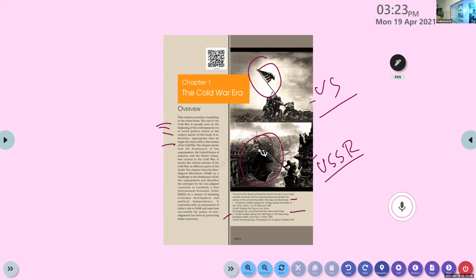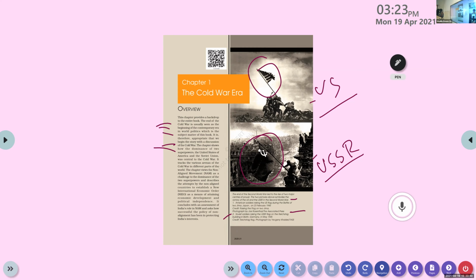The chapter shows how the dominance of two superpowers, the United States of America and the Soviet Union, emerged. Soviet Union, presently, is termed as Russia. Clear or not? There is no country called Soviet Union now. It is disintegrated. Now it is called Russia, one single country. It also traces the various arenas of the Cold War in different parts of the world. So related with the Cold War, there are numerous events. We will discuss that too.